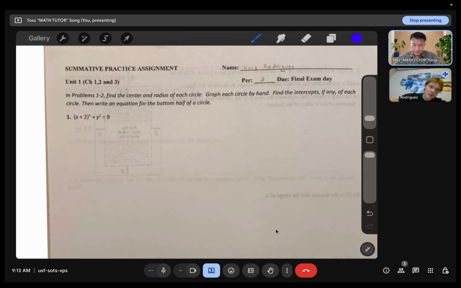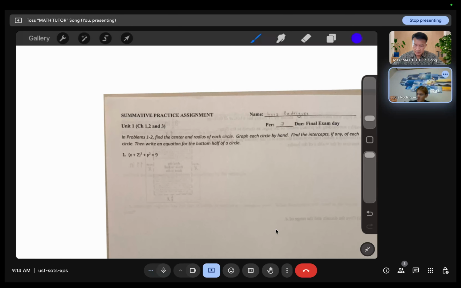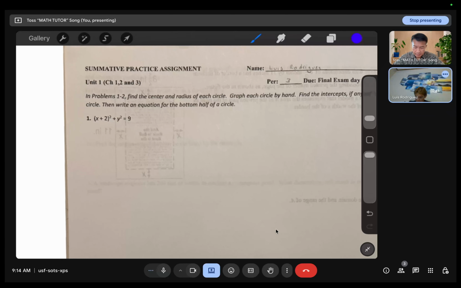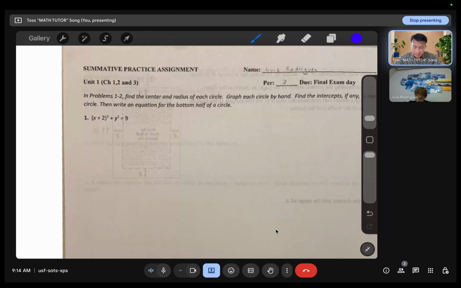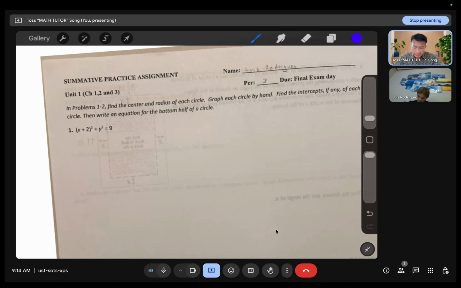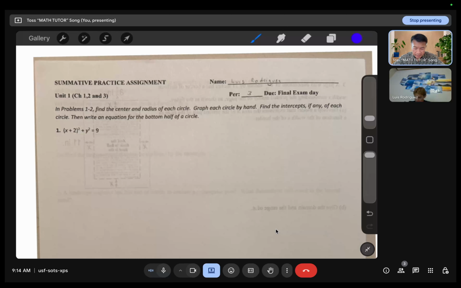So this one, this is a circle. This is pretty easy. Let me see what the element's going to ask. Okay. Find the center is fine, and the radius. The radius may be more challenging. Let me see, graph. Okay.